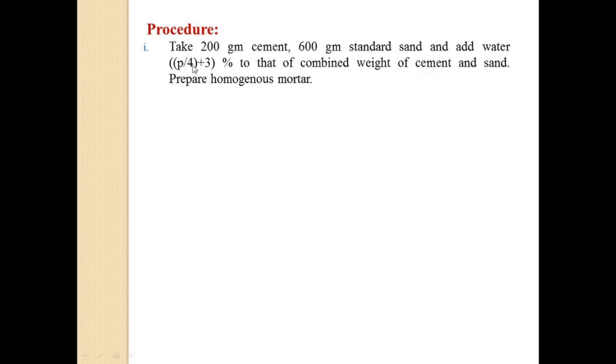So this is P by 4 plus 3 for standard sand. When we are using ordinary sand, we use the water P by 4 plus 3.5%. Here we are using the standard sand, therefore we use the water P by 4 plus 3% of the combined weight of cement and sand. Prepare the homogeneous mortar. We have to take cement, standard sand and put the water. So we prepare the homogeneous mortar.